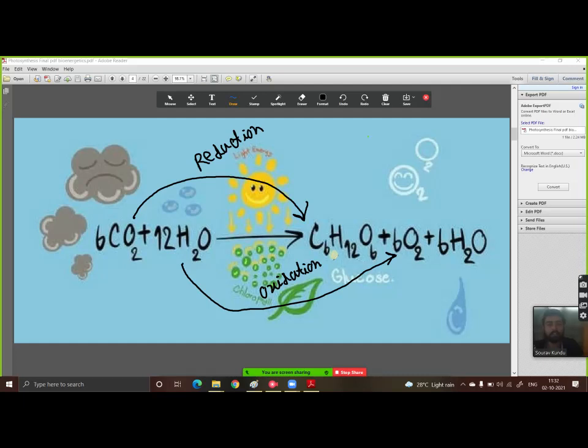In examinations it is also asked what the source of the different atoms inside glucose is. The carbon present in glucose has its source in the carbon of atmospheric carbon dioxide. The hydrogen present in glucose has its source in the water molecule. The oxygen in glucose has its source in atmospheric carbon dioxide.